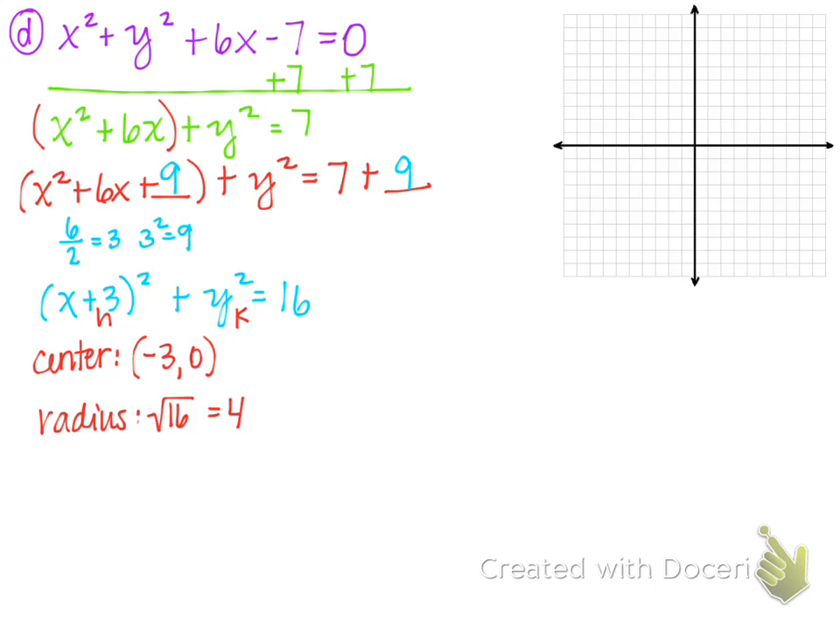So just like before, we're going to plot negative 3, 0 as our center. And this time our radius is 4. So we're going to go 4 right, 4 up, 4 left, and 4 down, and make points. So 4 to the right, 4 up, 4 left, and 4 down. And then all we have left to do is sketch our circle. And there we go.